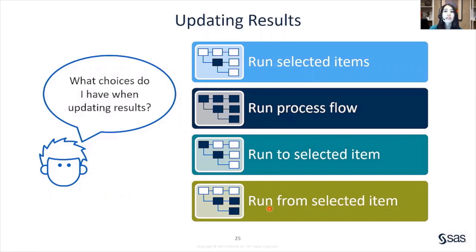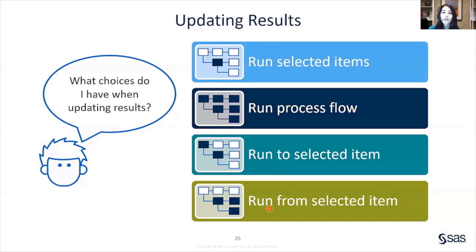So although you could choose to run the entire project and you may need to do that, you don't necessarily have to. You can just run a particular task. You can run everything surrounding a certain task or even run the entire process flow. So again, a lot of different options when it comes to updating your results.